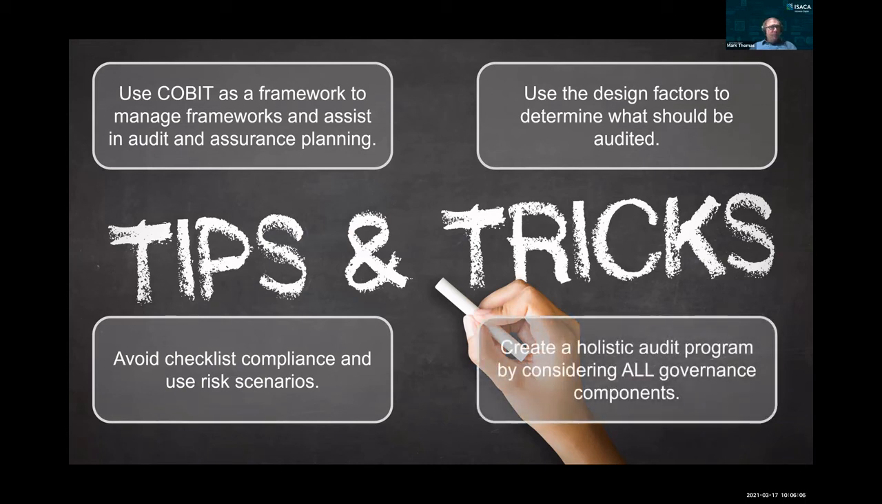And then finally, all the components, like we said, right? So your holistic audit program says once you've determined your scope using design factors, when you're actually auditing, you're not just auditing processes, you're auditing people skills and competencies, organizational structures, culture, information flows and items, services, infrastructure, and applications, and you're auditing your policies. So there's a lot of different things there, and that is how you stay afloat as an organization.